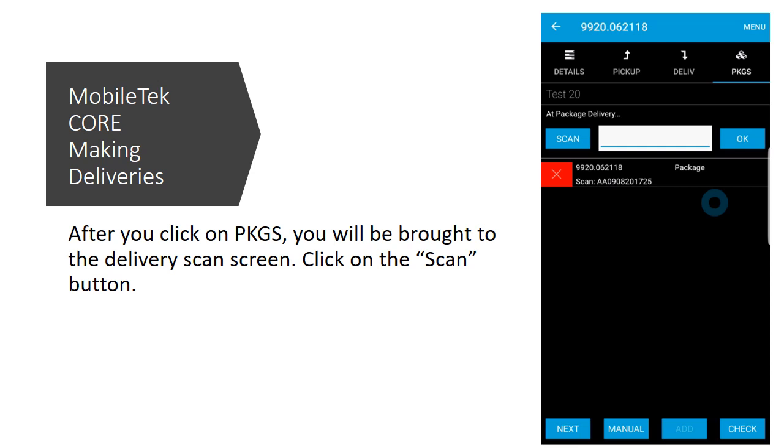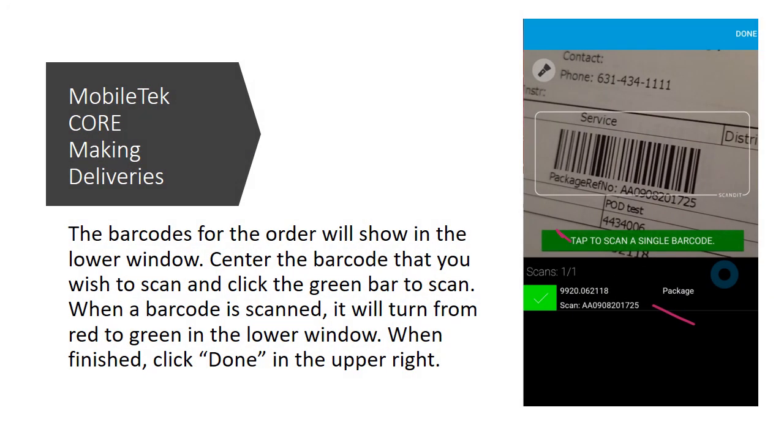This delivery is a 1 package order. You will see the package in red and a scan button. Make sure that the cursor is in the scan field and click Scan. The barcodes for the order will show in the lower window. Center the barcode that you wish to scan and click the green bar to scan. When a barcode is scanned, it will turn from red to green in the lower window. When finished, click Done in the upper right.